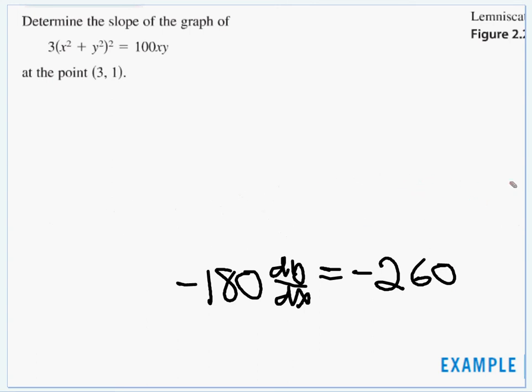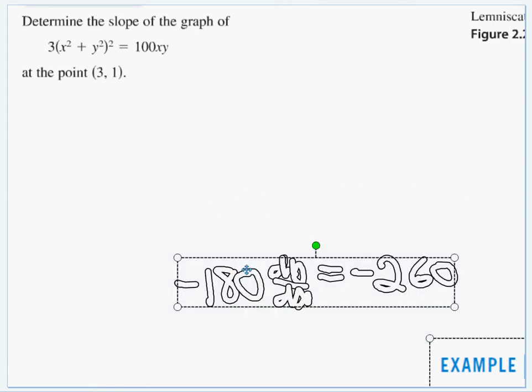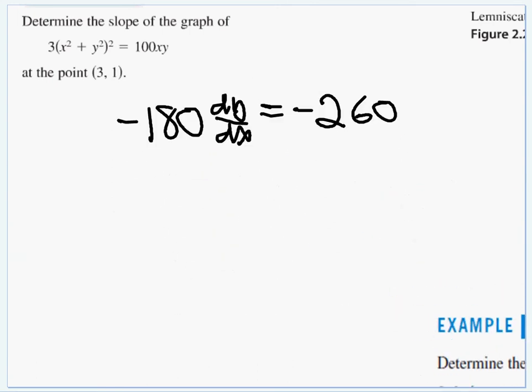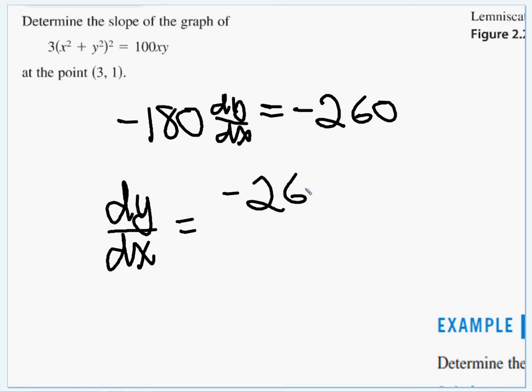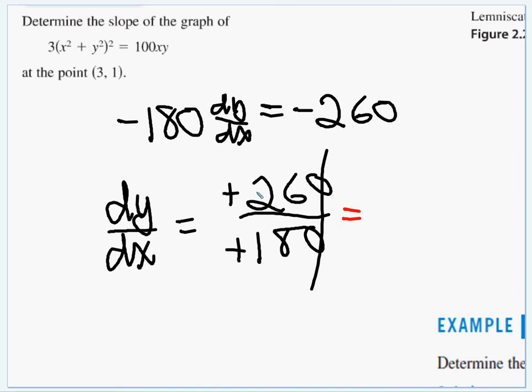Okay, final step, get that dy dx alone. So we are going to divide both sides by negative 180. dy dx equals negative 260 over negative 180. So obviously the negatives will cancel. We can drop a 0. And then the first thing I notice, they're both even numbers, so let's cut them in half. 13 over 9, and it cannot reduce any farther. So there's our slope occurring at that point.